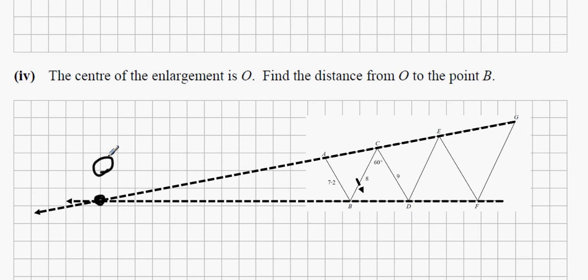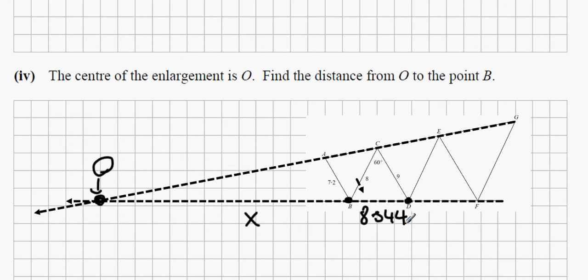Now, what's happening here is basically the center of enlargement is O. So let's call this point O here. And what it wants to do is find the distance from O to B. So it wants me to find this distance here. Okay. And so what we can do is compare the enlargement from OB to OD. BD here, we know, from getting this a second ago, is 8.544.